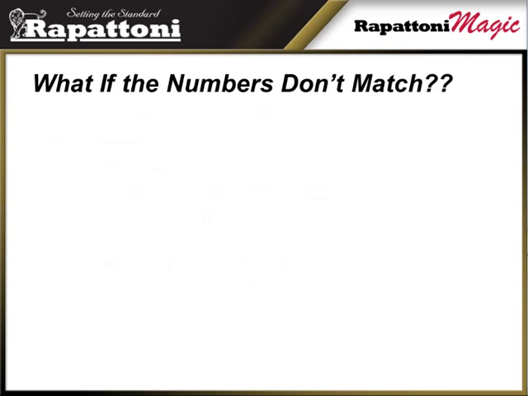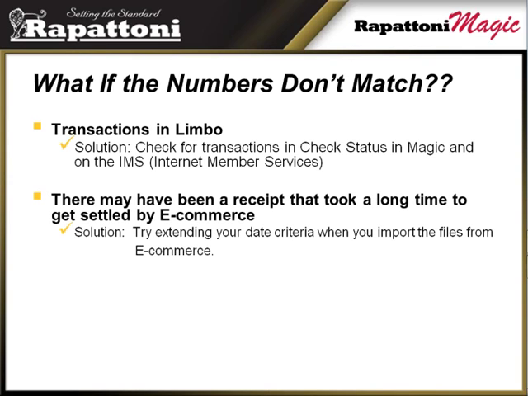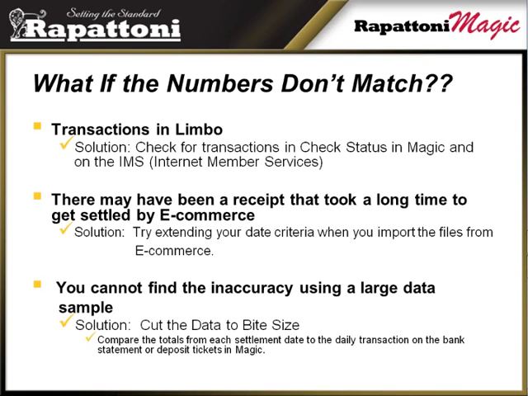And what if the numbers don't match? Transactions may be in limbo. Look for transactions that are in check status in Magic in the credit card log, or on the IMS or Internet Member Services in the credit card transaction report. Maybe there's a receipt that took longer to settle at e-commerce. Try extending your date criteria when you import the files from e-commerce. If you can't find the inaccuracy using a large data sample, try cutting the data down to byte size. Compare the totals from each settlement date to the daily transactions on your bank statement or the deposit ticket in Magic.